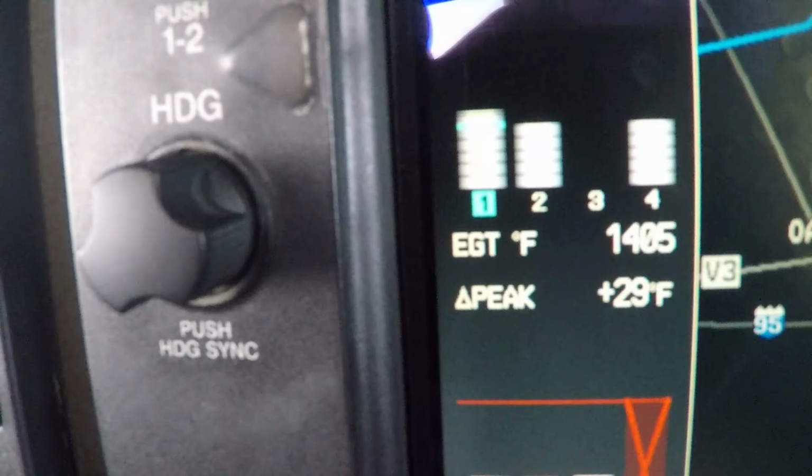1405 is exactly minus 75 degrees from 1480. And the delta peak, it's about that 105 minus 75 or so. So we're close to about plus 30. So you can see that even though the delta peak is not indicating minus 75, because you now have the knowledge of what these numbers are showing you, you just lean the engine to minus 75 from the peak. And I hope this helps you to lean the engine correctly from now on.